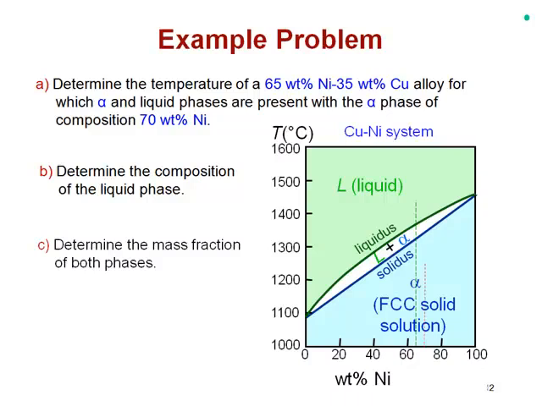Then the tie line, if we draw the tie line, this is what we get for that given composition. Okay? Temperature will be what is given here. So the composition is given. Then we've got to draw the tie line and find the temperature for which this composition is given, which is at 1340.